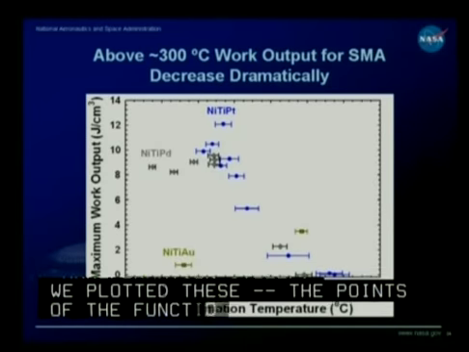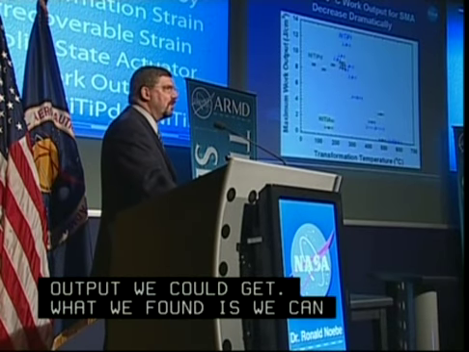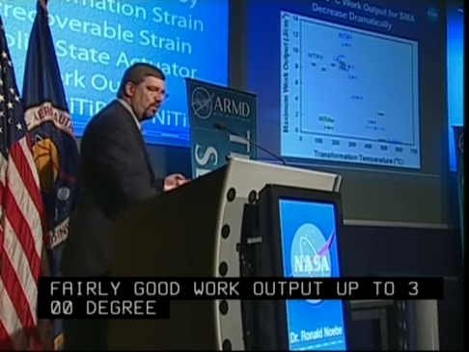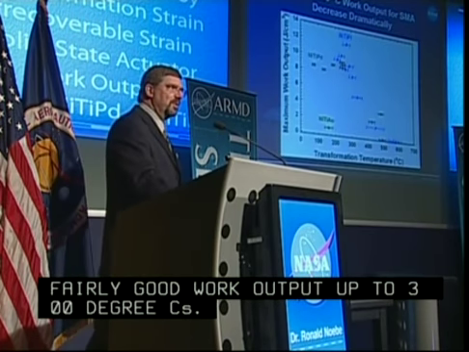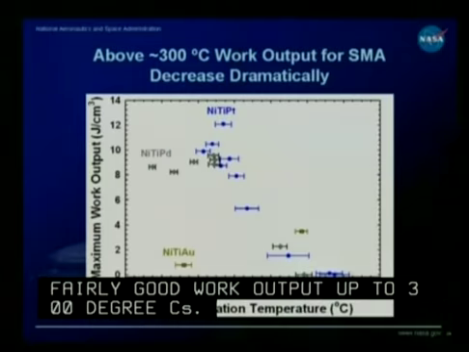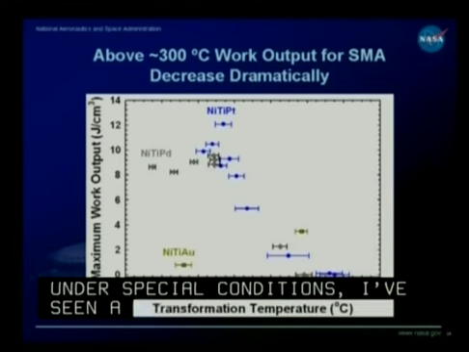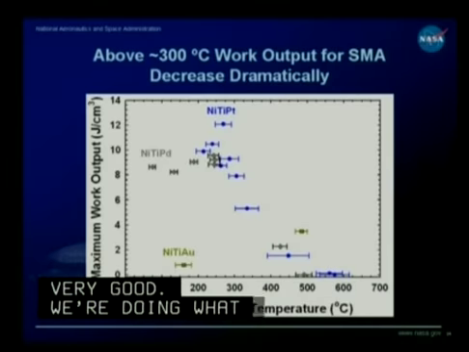And what we found was that we could get fairly good work output out of these materials up to about 300 degrees C. A typical binary nickel titanium alloy is going to give you a work output on the order of somewhere between 8 and 14 joules per cubic centimeter. Though under very special conditions and specially processed, I've seen a binary alloy as high as 20. For the most part, we're doing very good. We're doing what typical nickel titanium alloys will do in terms of work output.